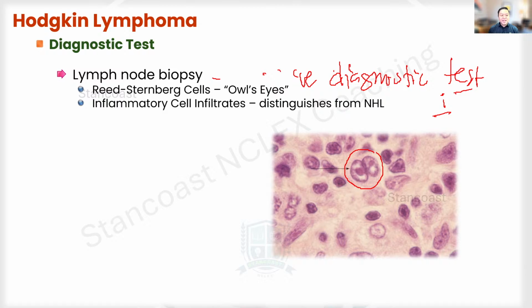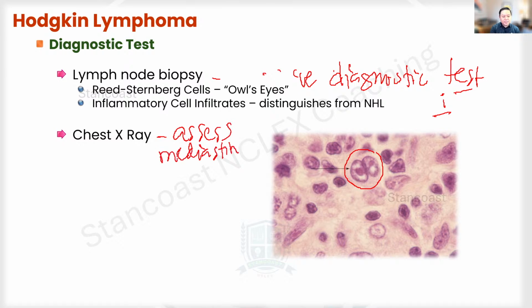All right. Now, another diagnostic test is the chest X-ray. This is the most initial imaging study that can assess any mediastinal involvement, especially if there is a spread of the cancer cells into the mediastinal lymph nodes. Again, chest X-ray is going to be part of that as well.